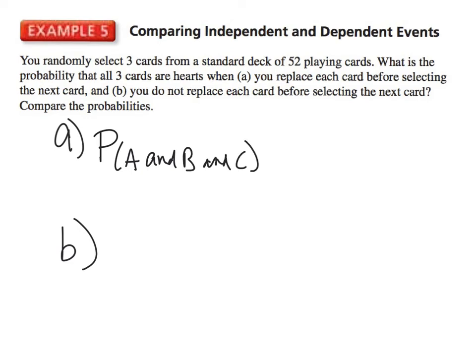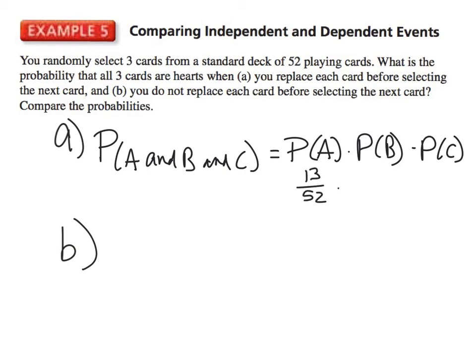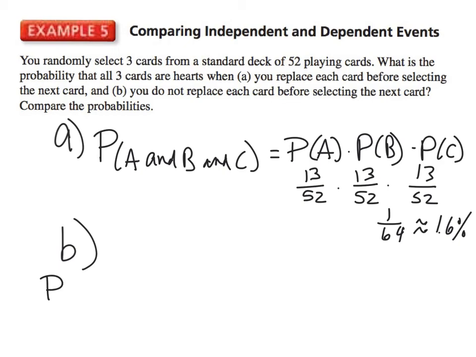Since these are all independent, you're just going to take the probability of the first event multiplied by the probability of the second event multiplied by the probability of the third event. So the probability that the first card is hearts, well, there are 13 hearts out of 52, multiplied by 13 out of 52, multiplied by 13 out of 52. That gives us 1/64, which is approximately 1.6%.